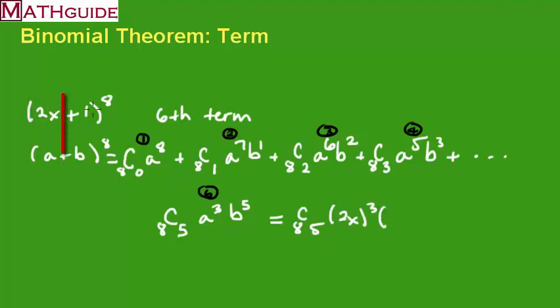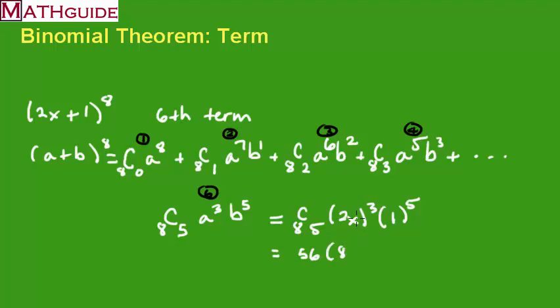And we do know that b is equal to 1, so I'm going to replace the b with 1. All right. So in a calculator, I'm going to put in 8 choose 5. It's 56. I'm going to put in 2 cubed.